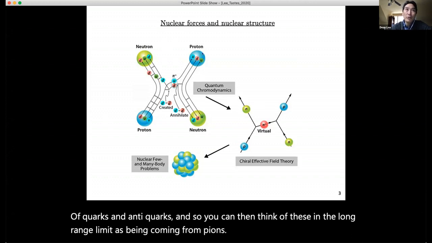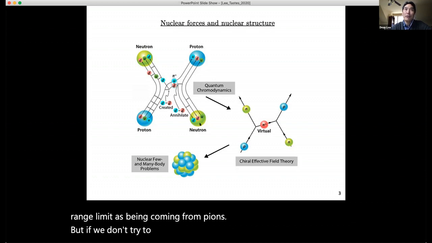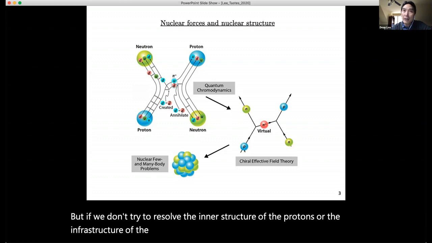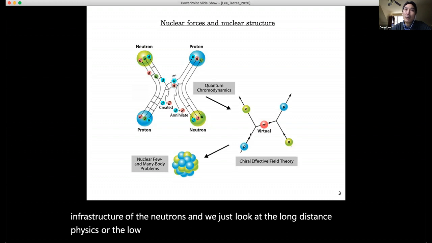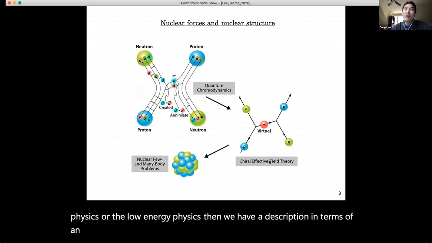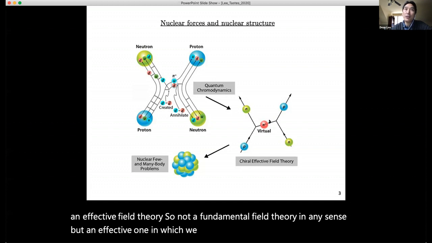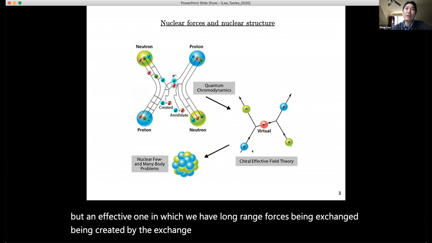But if we don't try to resolve the inner structure of the protons or the neutrons, and we just look at the long distance physics, the low energy physics, then we have a description in terms of an effective field theory. Not a fundamental field theory in any sense, but an effective one, in which we have long-range forces being created by the exchange of pions. Okay, so that's where the term chiral comes from.